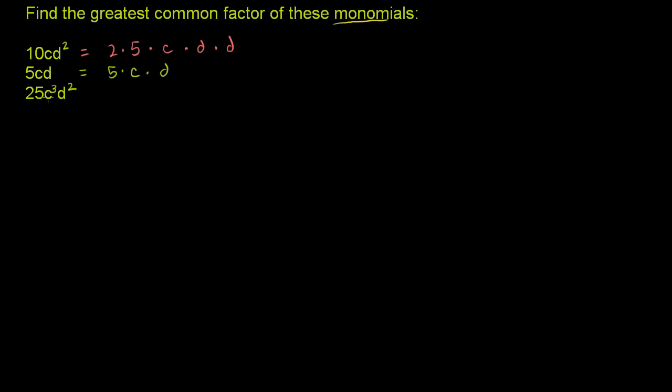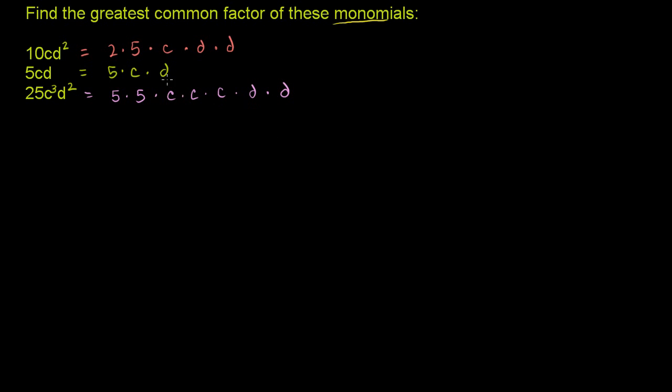And then finally, you have 25c to the third d squared. Well, 25 is 5 times 5. And then we have times c times c times c, that's what c to the third is. And then we have times d times d.